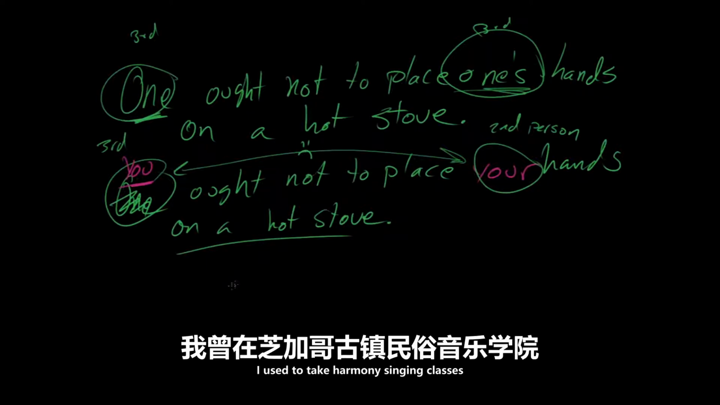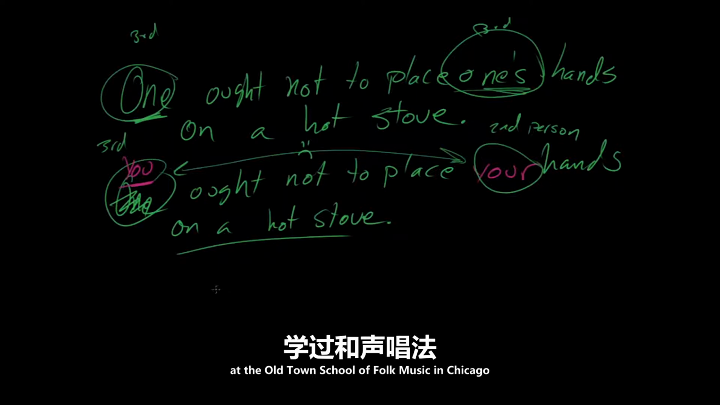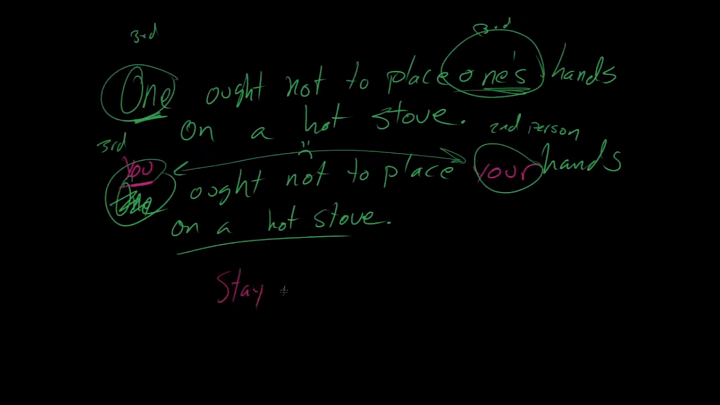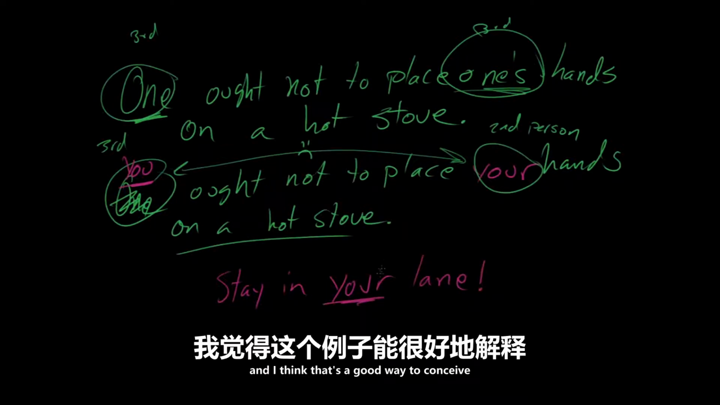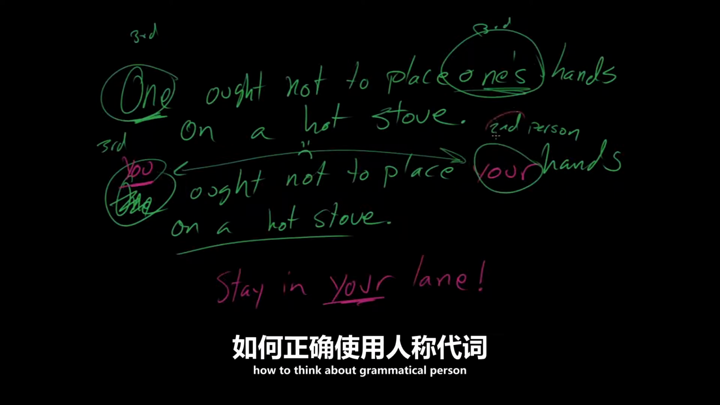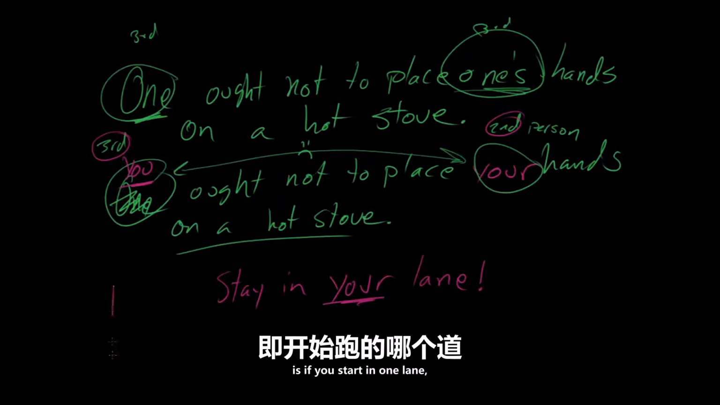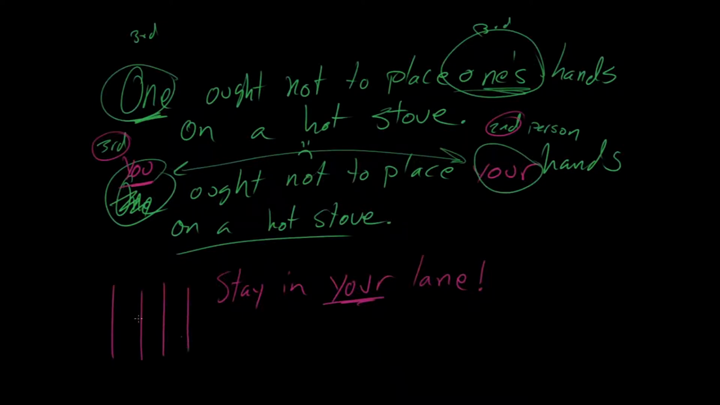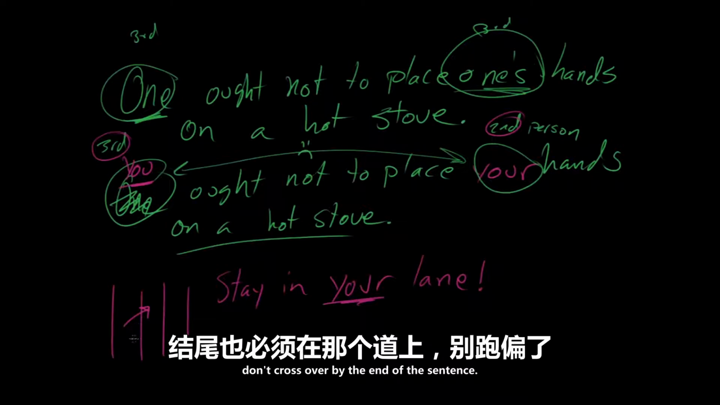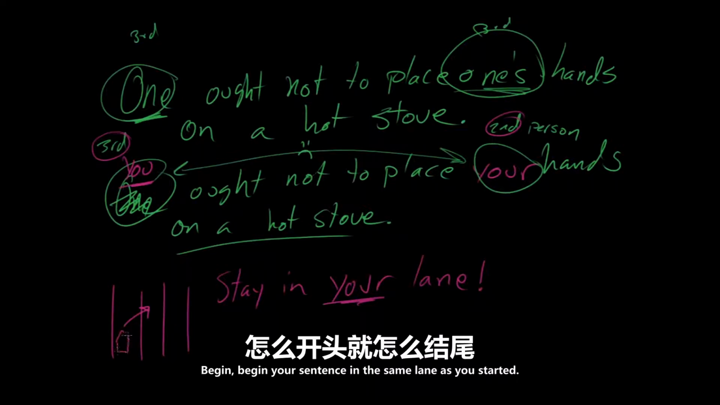I used to take harmony singing classes at the Old Town School of Folk Music in Chicago, and I had this instructor who said that the best way to sing harmony was to remember to stay in your lane. And I think that's a good way to conceive of how to think about grammatical person: if you start in one lane, don't cross over by the end of the sentence. Begin your sentence in the same lane as you started.